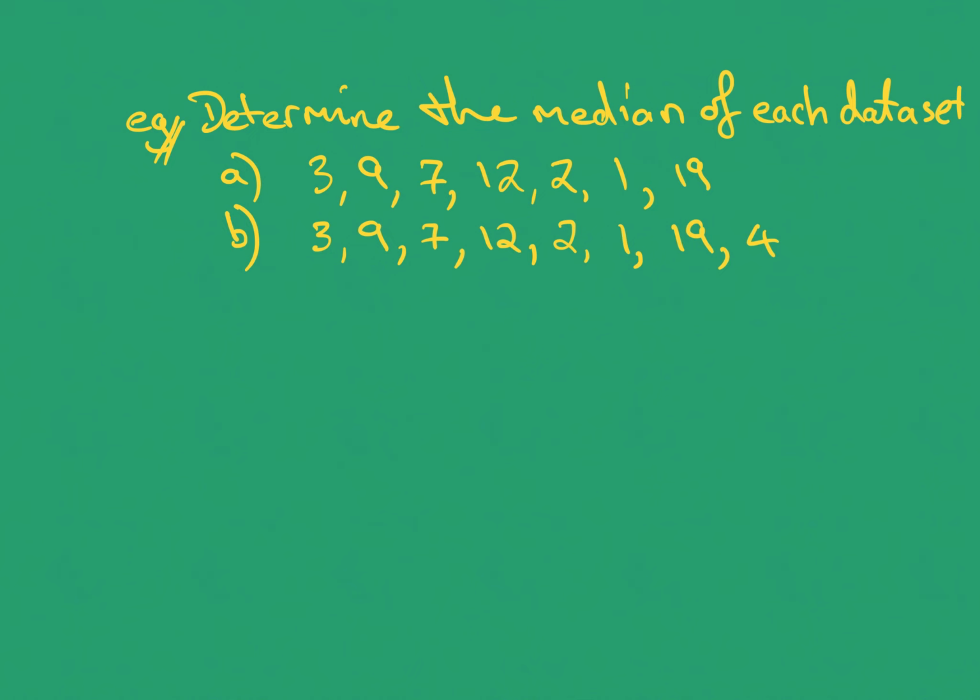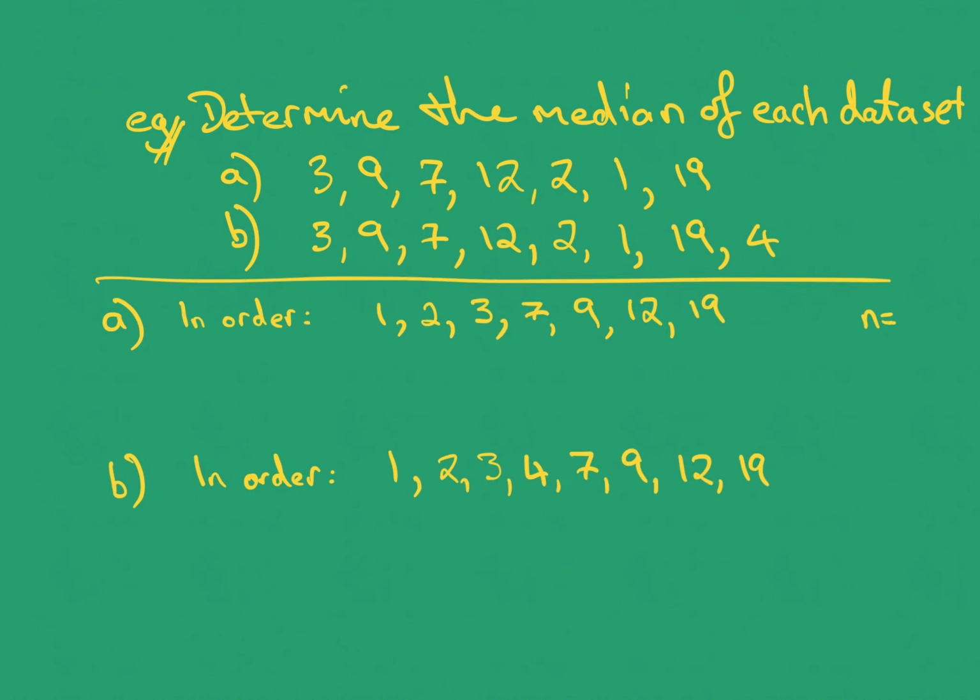So the first thing I'm going to do is pause the video and write these two lists out in order. Okay, so there we go. Part A, in order, we have the numbers 1, 2, 3, 7, 9, 12, and 19. And that's n equals 7 observations there.